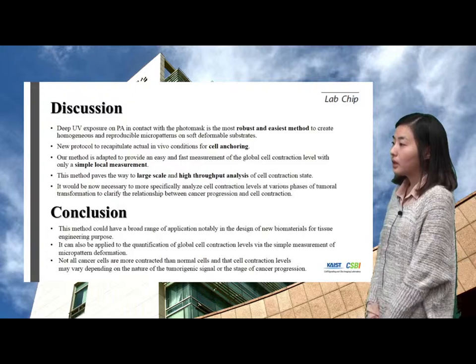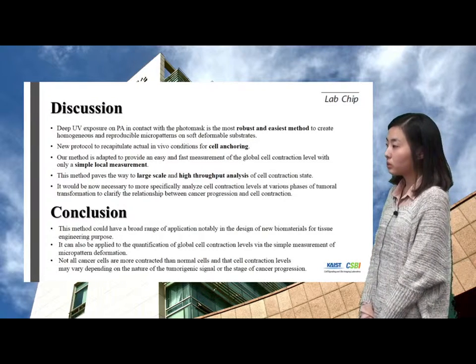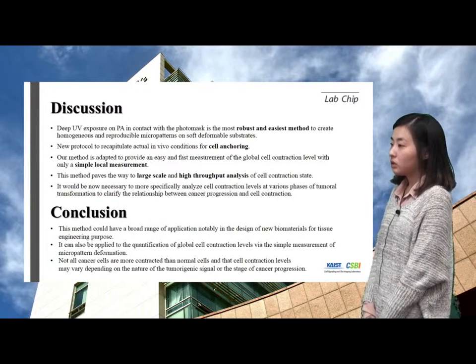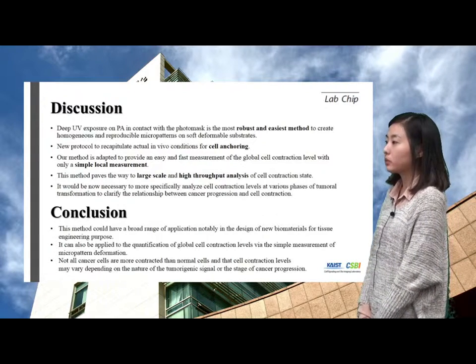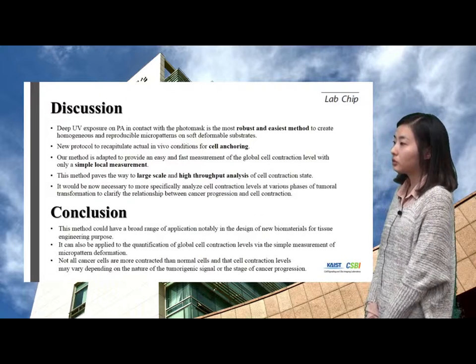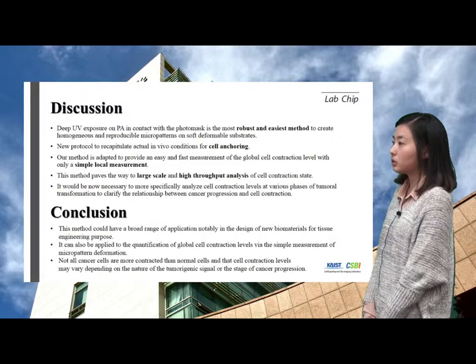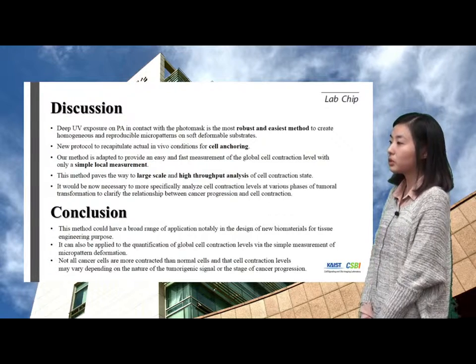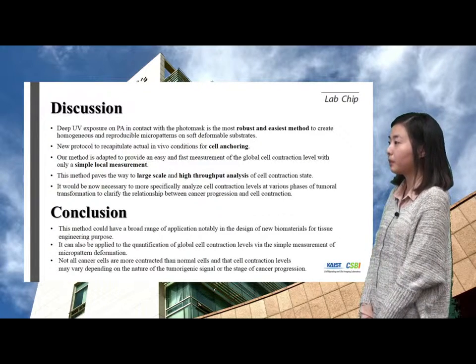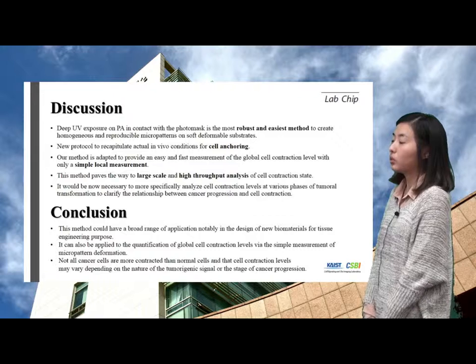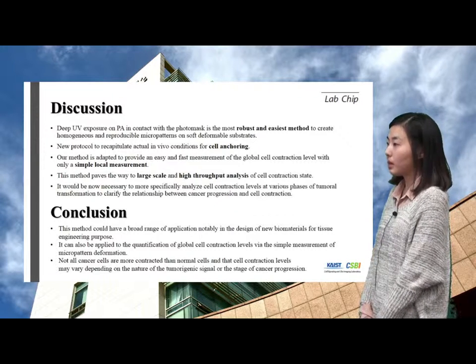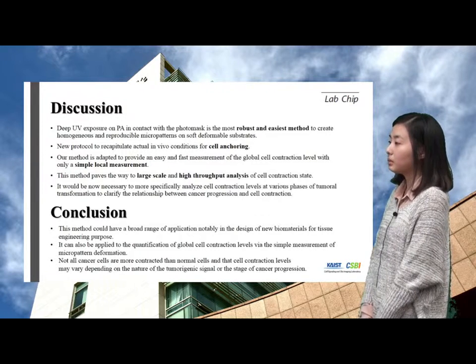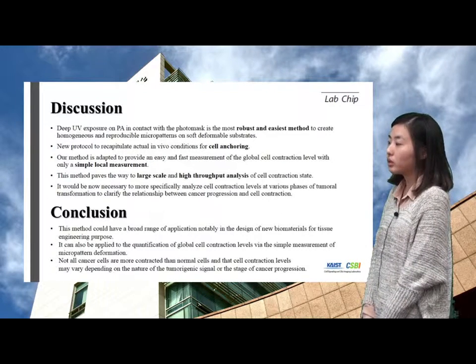In conclusion, this method could have a broad range of applications, notably in the design of new biomaterials for tissue engineering purposes. It can also be applied to the quantification of global cell contraction levels via the simple measurement of micropattern deformation. Not all cancer cells are more contracted than normal cells, and cell contraction levels may vary depending on the nature of the tumorigenic signal or the stage of cancer progression.